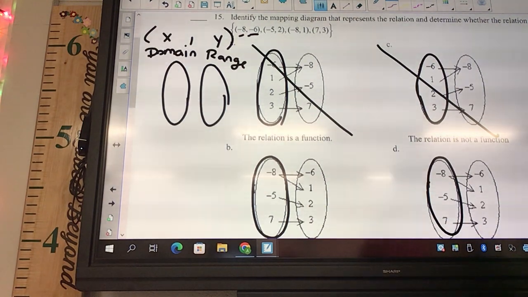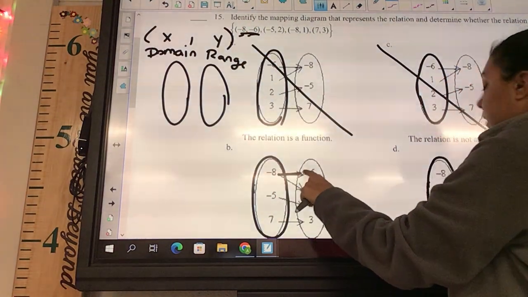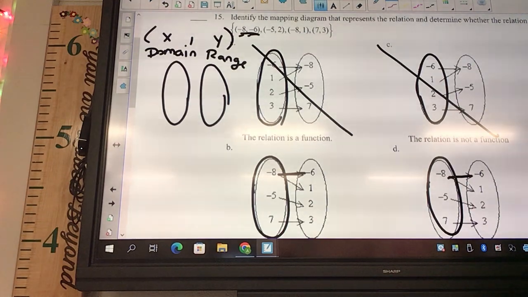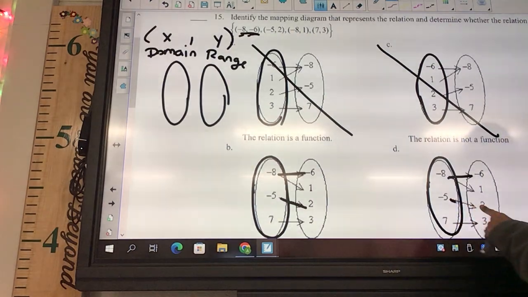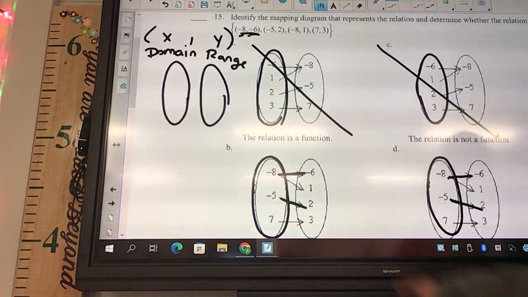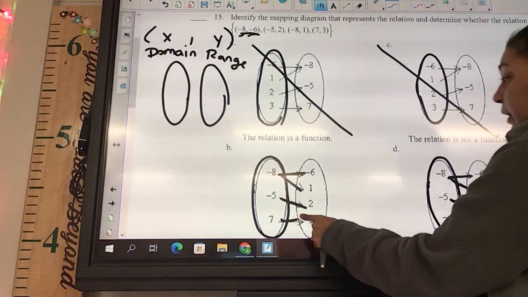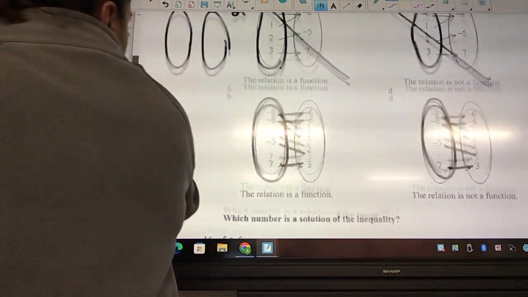Now, you need to go through each one of these. So I got -8 going to 6. That checks out. -5 going to 2. That checks out. -8 going to 1. 7 going to 3. So all those look the same, right? What's the difference then?